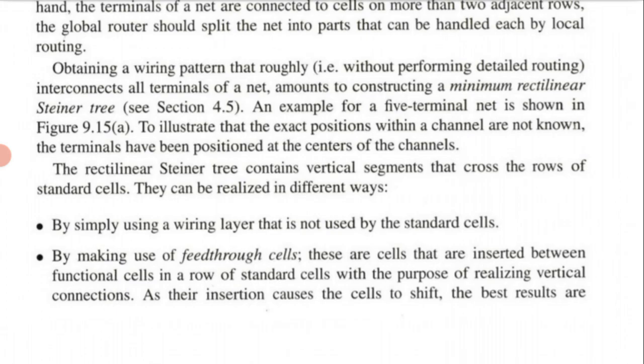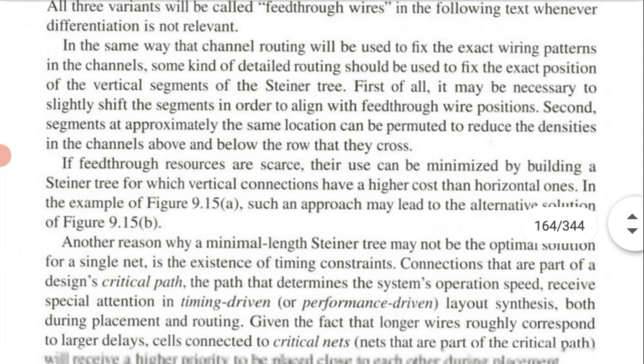We know what feed through resources are: it is nothing but the connection, a feed through wire just providing the connection between the terminals in between two rows. If the feed through resources are scarce, their use can be minimized by building a Steiner tree for which vertical connections have a higher cost than the horizontal ones.